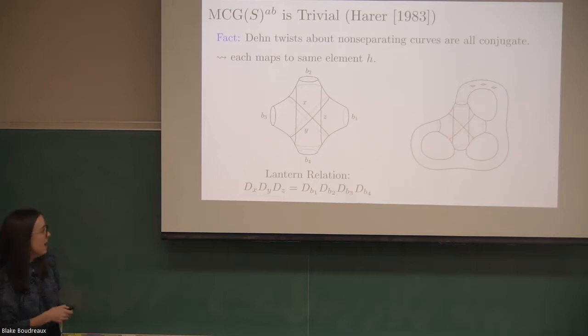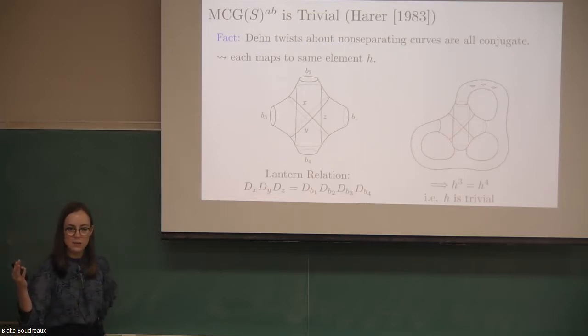So I have the lantern relation, and all non-separating curves map to H. So now what I have is that H cubed is equal to H to the fourth, which means that H is trivial. But every single generator in the Humphries generating set is also non-separating. So they all map to H, which means every Dehn twist in the abelianization actually just maps to the identity. So my abelianization here is trivial.